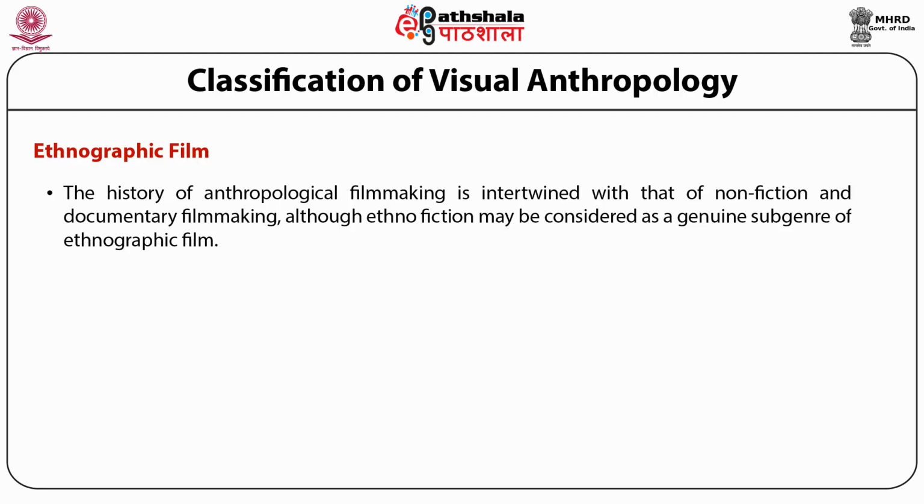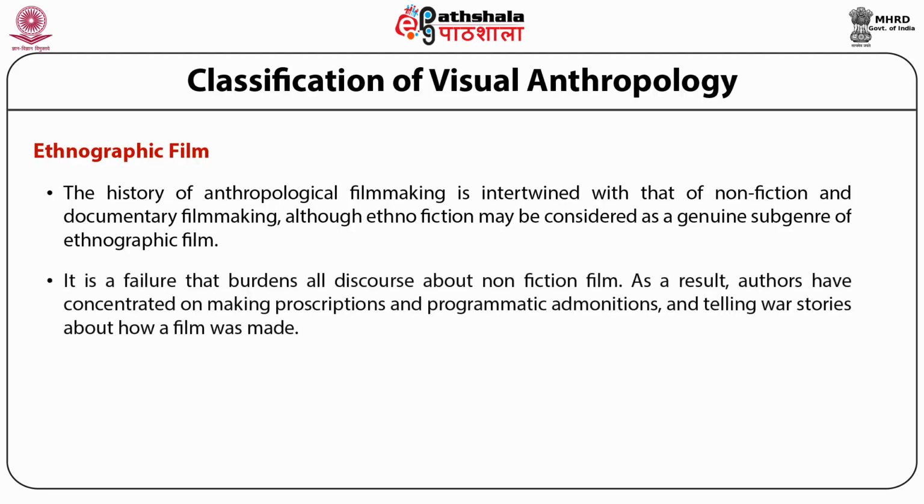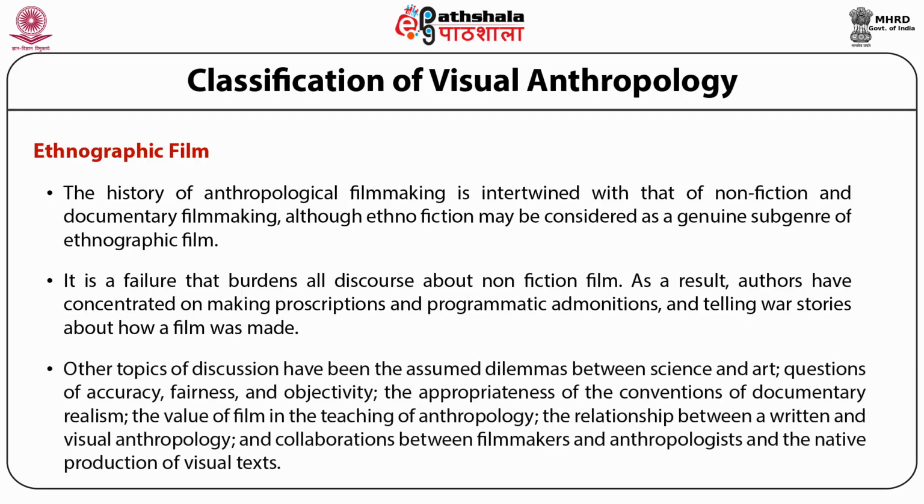The literature about ethnographic film has been hampered by a lack of conceptual structure sufficient to the task of allowing anthropologists to theorize about how film can be used to communicate knowledge. It is a failure that burdens all discourse about non-fiction film. As a result, authors have concentrated on making proscriptions and programmatic admonition and telling vast stories about how a film was made. Other topics of discussion have been the assumed dilemmas between science and art, questions of accuracy, fairness, and objectivity, the appropriateness of the convention of documentary realism, the value of a film in the teaching of anthropology, the relationship between a written and visual anthropology, and collaboration between filmmakers and anthropologists and the native protection of visual text.